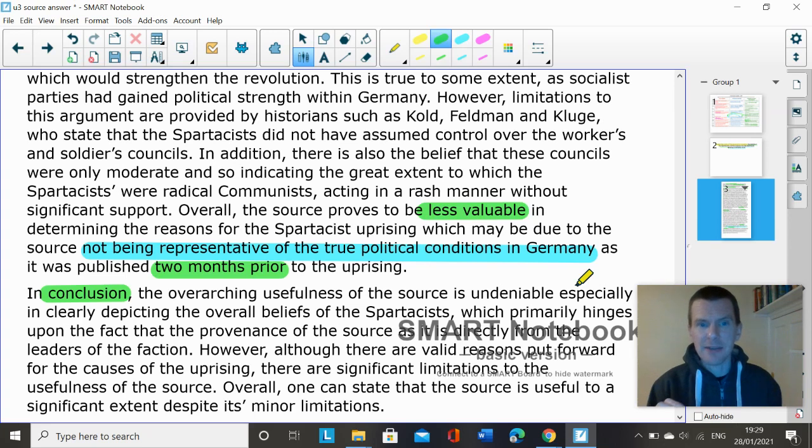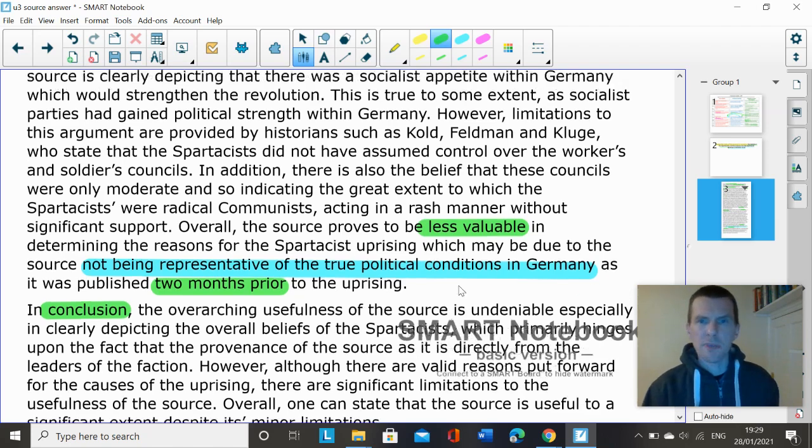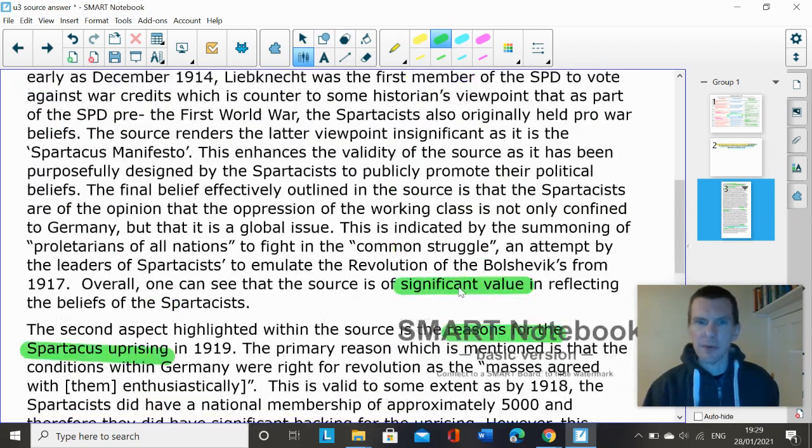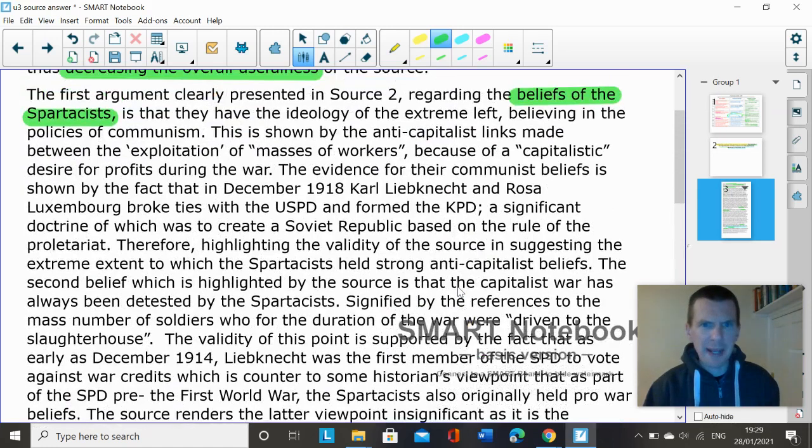because in this particular instance, it's written a little bit too far in advance of the uprising to really give a clear indication of exactly why they rose up at that time. The general reasons should be fairly clear in it, but not the specific ones. So let's have a look at what they pick out from the source.